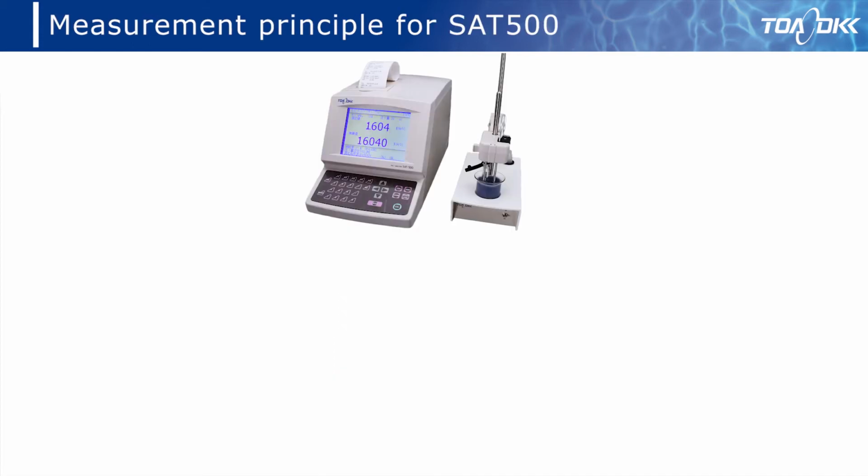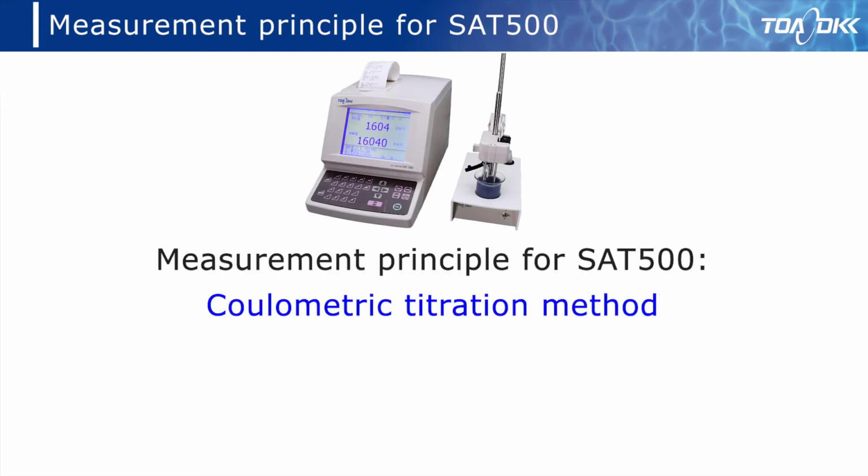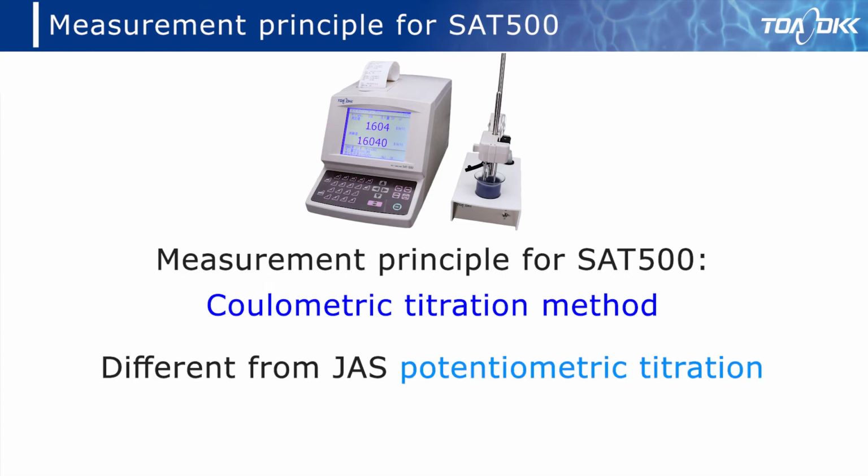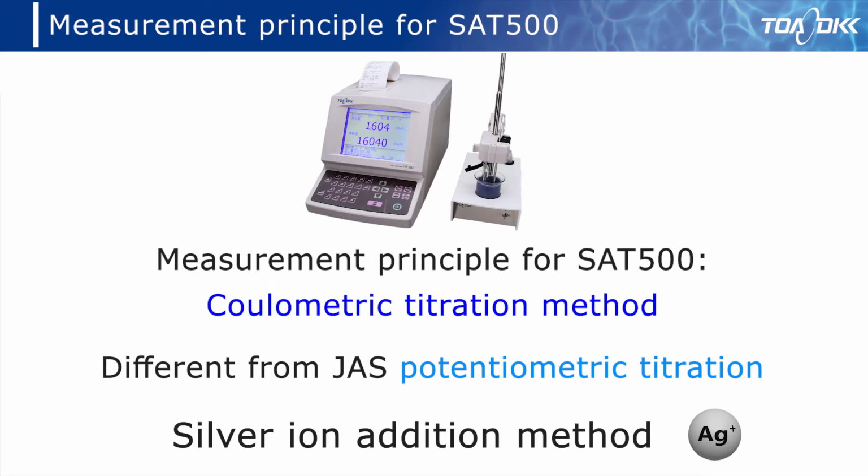Introduction to the measurement principle of the salt analyzer SAT-500, which applies this potentiometric titration method. The measurement principle of SAT-500 is the coulometric titration method, which is different from the potentiometric titration method of JAS. The difference from the JAS potentiometric titration method is the adding of silver ions.